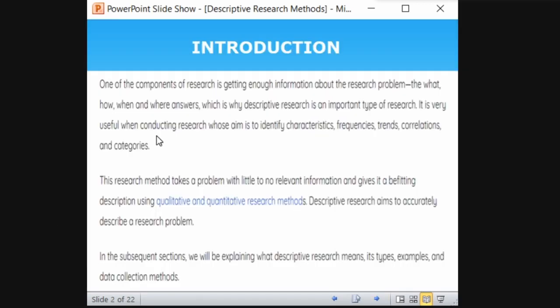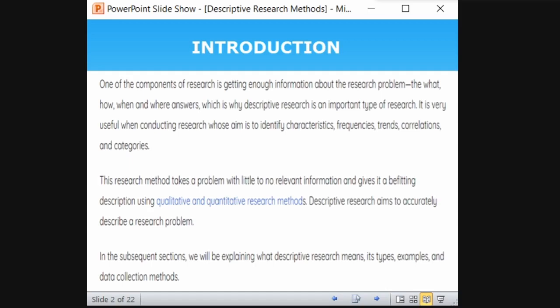Okay. So you see, one of the main components of research is getting information about the problem. That is true, right? We need to get information about the problem that we are studying. So the question is the what, how, when, and where answers. These kinds of questions we are seeking answers to, right? So this is why descriptive research is an important type of research, because it is useful when conducting research whose aim is only to identify characteristics, frequencies, trends, correlations, and categories.